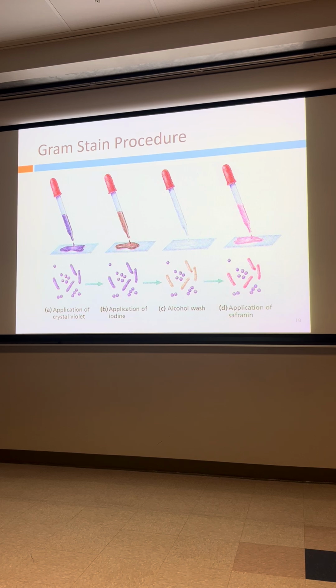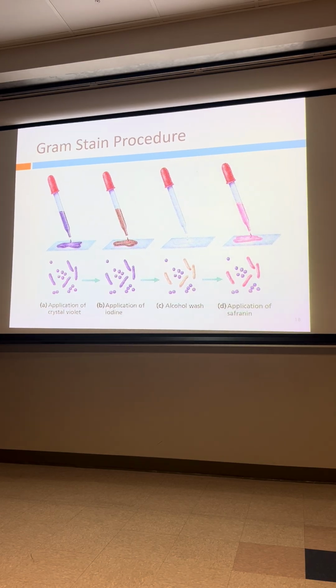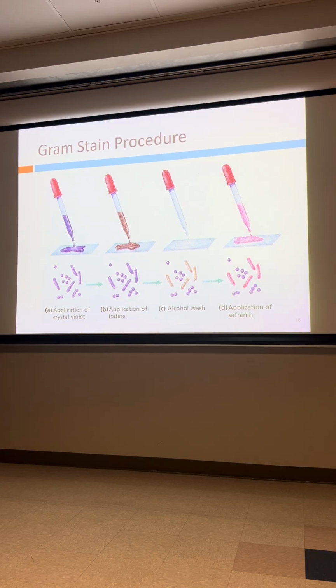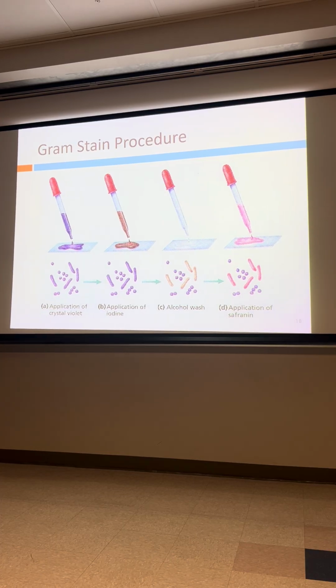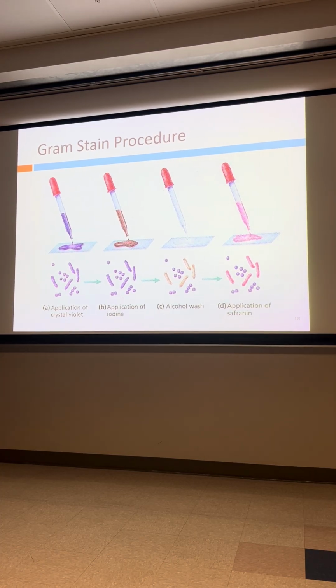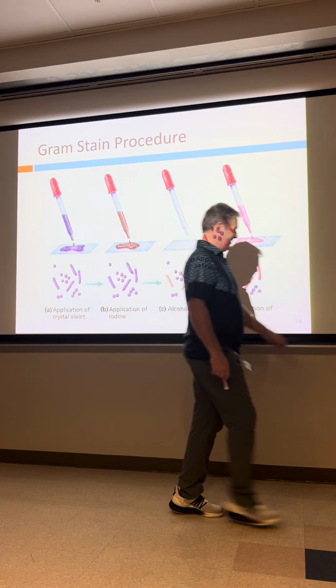So let's do it like this. There's a marker on the other side. Is there? Oh, but it's purple too. Perfect. Okay.